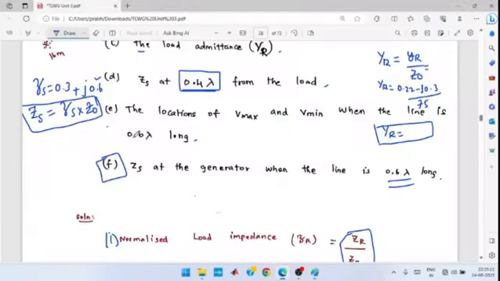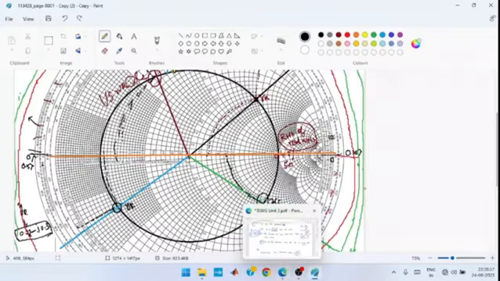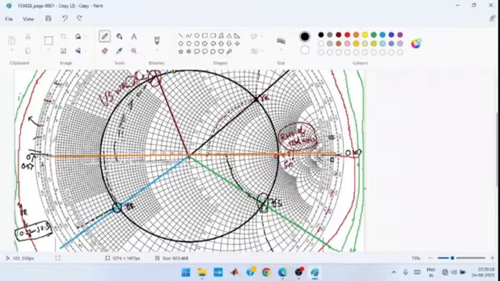So what is the next case? That is the locations of Vmax and Vmin when the line is 0.6 lambda long, right? For that, here in the Smith chart, always this is r equal to 0 and this is r equal to infinity, right? Here the resistance value is 0. So if the resistance is 0, what about the voltage, I mean impedance?